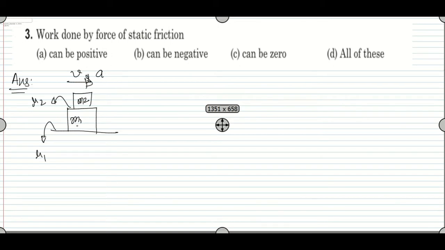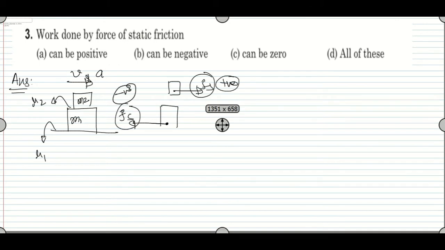On M1, static frictional force due to M2 will act in this direction, and on M2 static friction force will act in this direction. Due to this static frictional force, we have positive work done. Due to this static frictional force, we have negative work done. So yes, it can be positive, it can be negative, it can be zero also if displacement of the point of application is zero, right? So yes, all of these are the answer. So I hope this is clear.